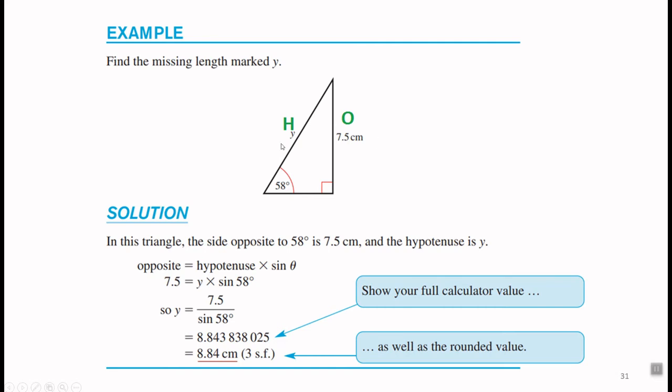Here we need to join opposite and hypotenuse, so we need to use sine. Use sine theta. Sine 58 equals opposite divided by hypotenuse. You can make the hypotenuse, y, the subject. So y equals 7.5 divided by sine 58. You can use a calculator and get the answer.